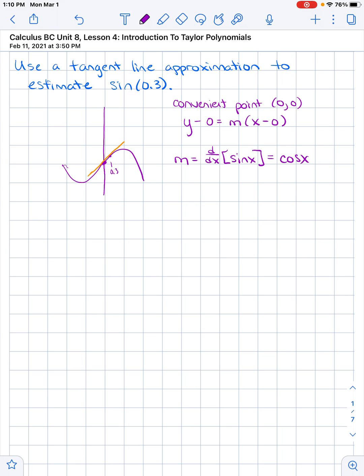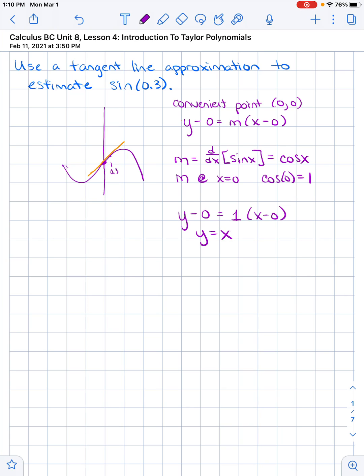And I'm going to find the slope at this particular convenient point, so the slope at 0. That would be the cosine of 0, which is 1. All right, so I've got enough now. I'm going to write the equation of my line. So this really just turns out to be y equals x is a pretty good approximation for sine x, as long as we're near 0.